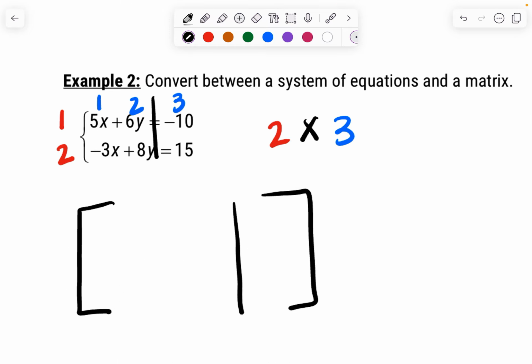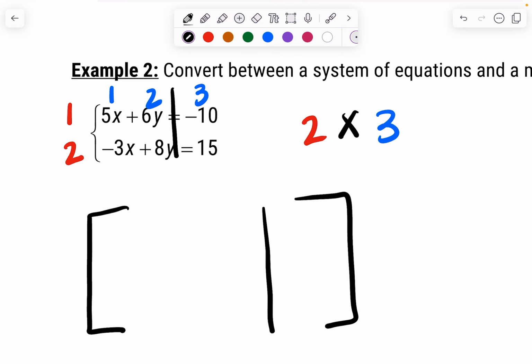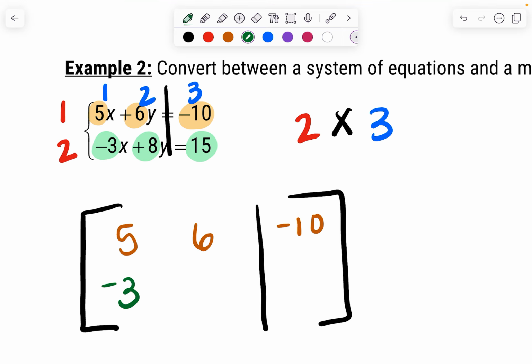So what we do is we're going to look at this system, and the only thing that you're going to pull from the system is going to be the coefficients, so the numbers in front and the answers. So my first row of this matrix is going to be +5, +6, -10. And then I'm going to do the same thing with the second row, -3, positive 8, and 15. Now, the reason why it's so important that you make sure these things are in order is so that you don't get anything mixed up when we start to use these matrices for solving. So that's all we have to do.